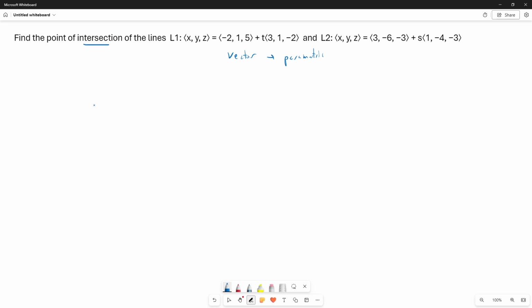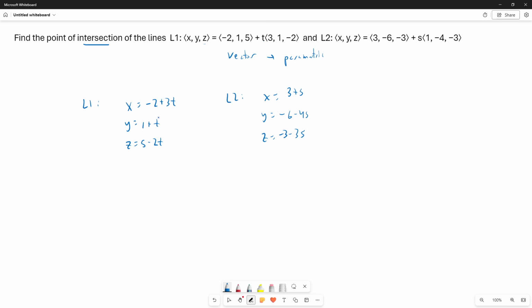So the first line, L1: x is equal to -2 plus 3t, y is equal to 1 plus t, and z is equal to 5 minus 2t. And for line 2: x is equal to 3 plus s, y is equal to -6 minus 4s, and z is equal to -3 minus 3s.